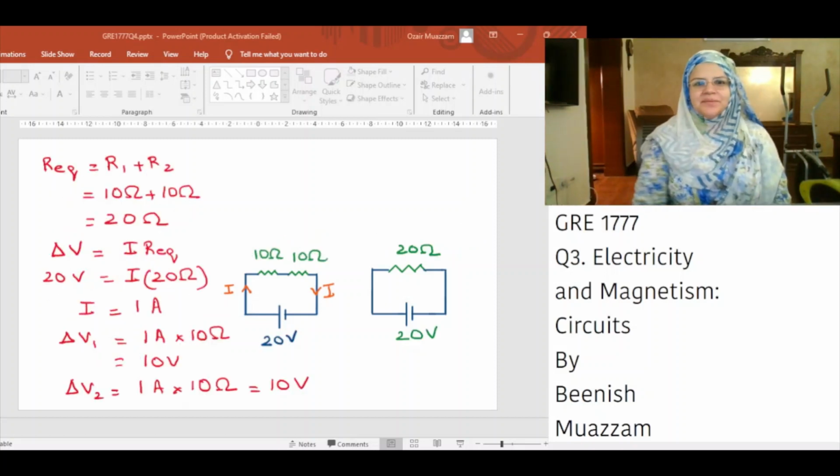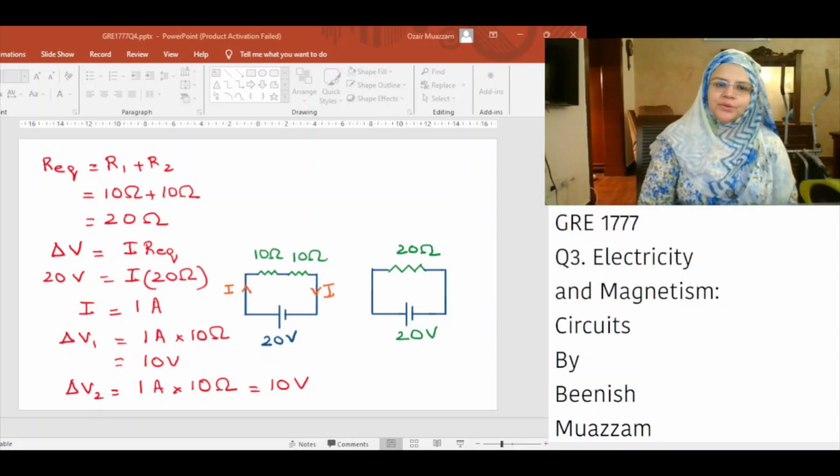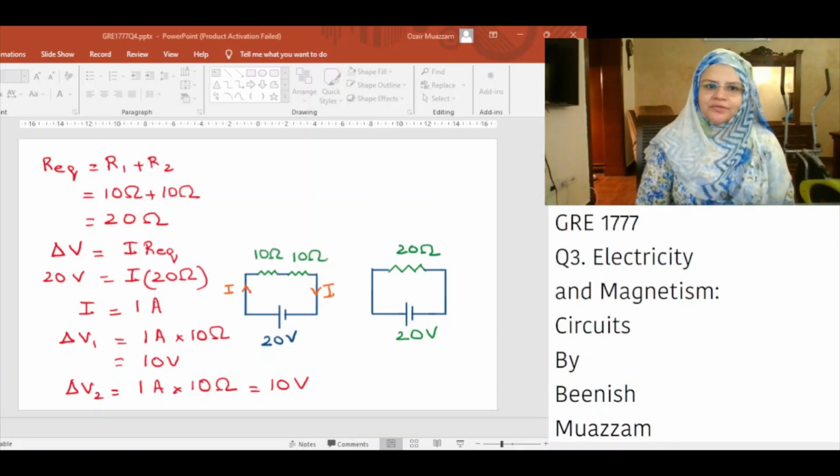Let's start with the simplest possible case. A 20-volt battery is connected to two 10-ohm resistors in series. R equivalent is equal to R1 plus R2, which is 10 ohm plus 10 ohm, giving us an equivalent resistance of 20 ohm. Delta V, the total voltage change across the circuit, is equal to I R equivalent. 20 volt is equal to I times 20 ohm, giving us a current of 1 ampere.